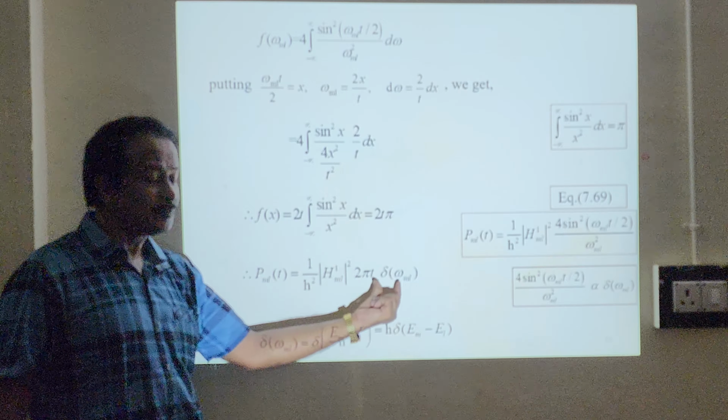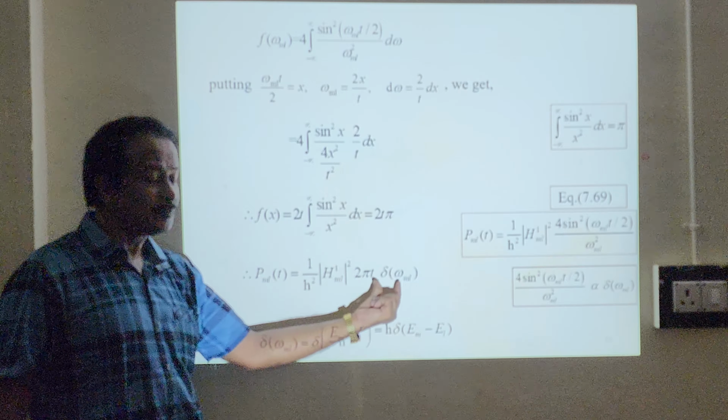Delta of omega ml equals delta of Em minus El by h bar. So omega equals E by h bar. So omega ml is nothing but Em minus El by h bar. The property of delta function is given as h bar delta Em minus El. So we are going to substitute here. Instead of this we are going to substitute h bar delta Em minus El in that expression. Now of course we will have to bring this t to the left hand side. That will give us transition probability per unit time, which is nothing but your Wml, which is given as this expression.